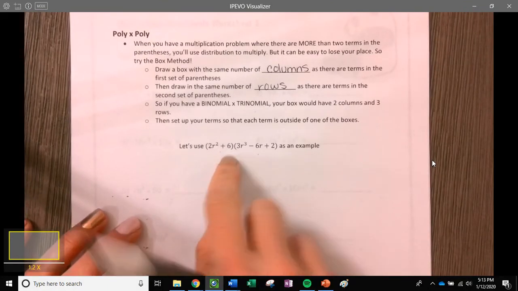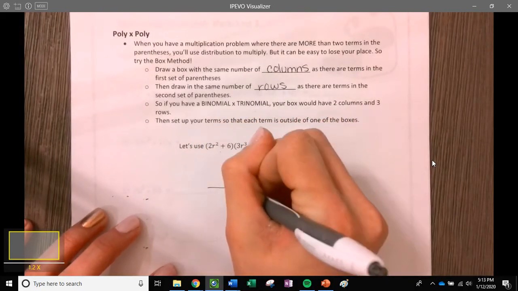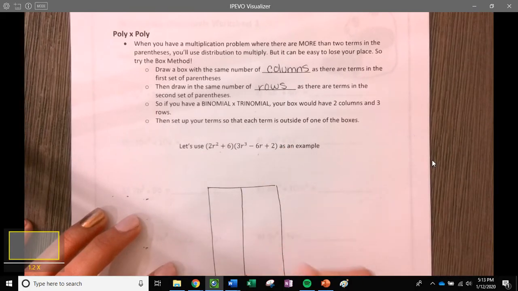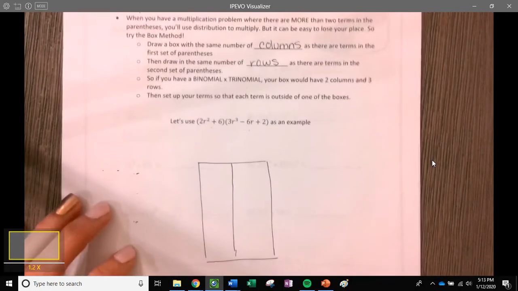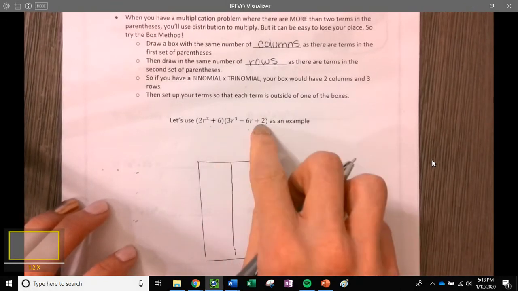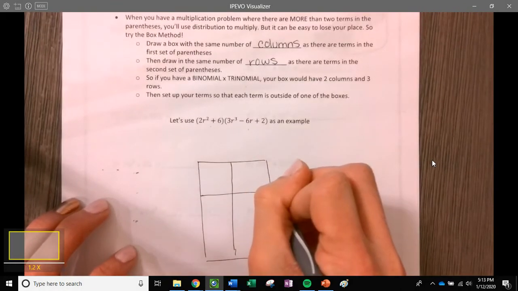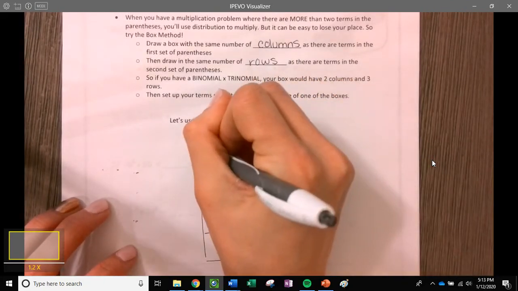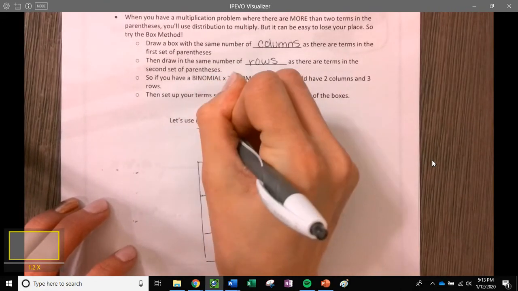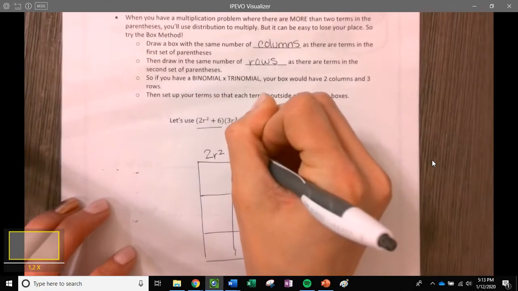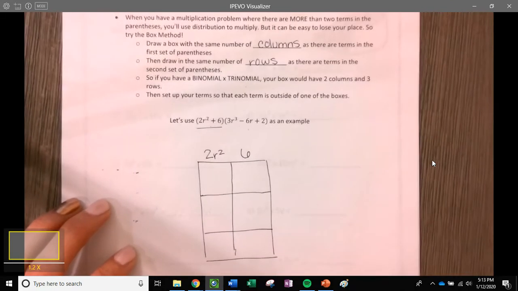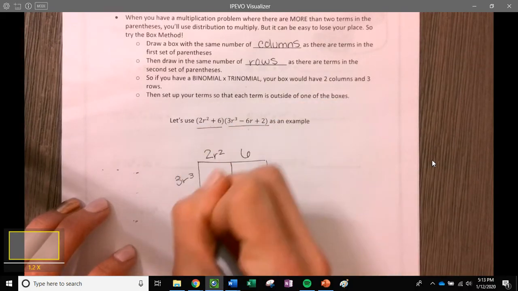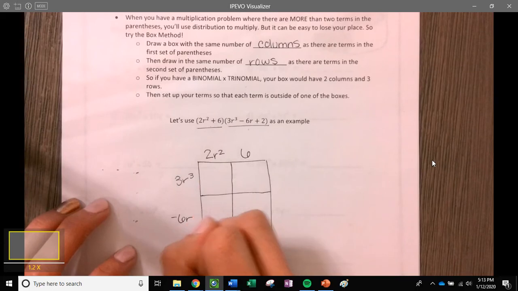So let's see what we're talking about here. We've got a binomial here. We're going to have a box with 2 columns. And we're going to have 3 rows, so I'm going to try and divide this as evenly as possible into 3 rows. I'm going to put the terms from my first binomial across the top, and then the terms from the second set of parentheses, or the trinomial, down the side. So everybody's got their own box. It's kind of like Battleship.